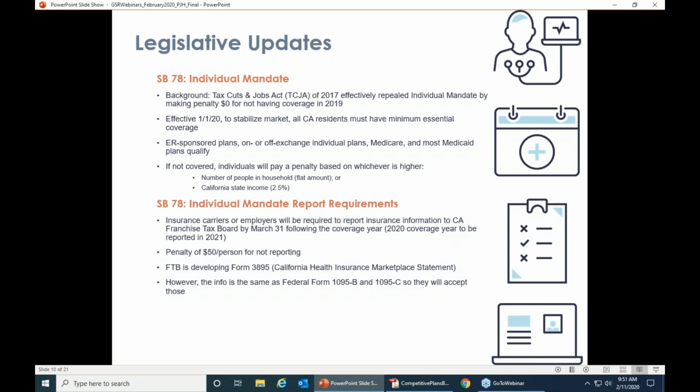The other thing is that there's a reporting requirement. So there's an individual mandated reporting requirement. A lot of you are familiar with that 1095 B and C. This is very similar. So there's a penalty of $50 per person if they do not report to the Franchise Tax Board. So please make sure you're advising your employers that this is the new law, it is required, and that they must have this required reporting in place by 2021.